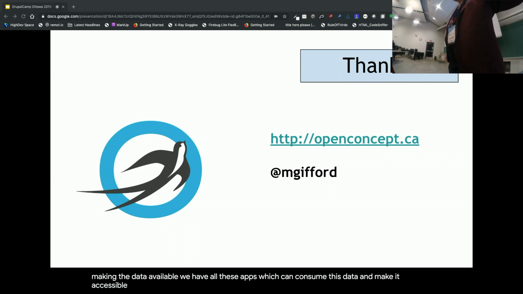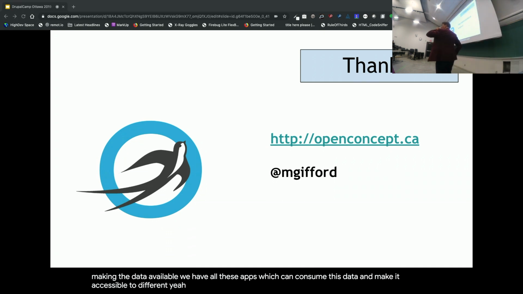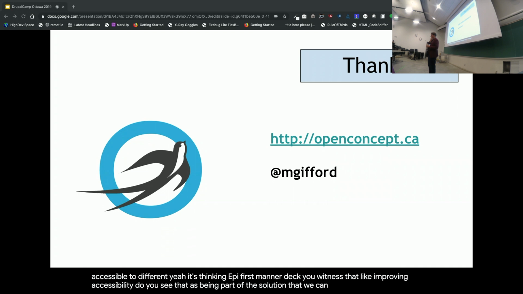So I'm wondering what your thinking is on an API-first manner. Have you witnessed that improving accessibility? Do you see that as being part of the solution that we can aim towards, making it possible for third parties to develop tools which are accessible, so we don't have to think about this stuff, or we don't have to have the illusion that we can fix everything in-house?